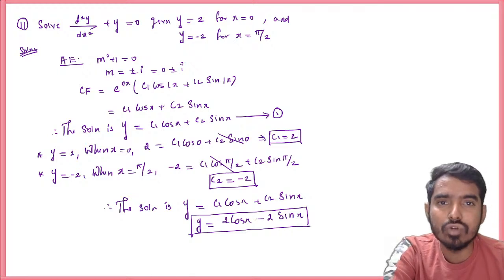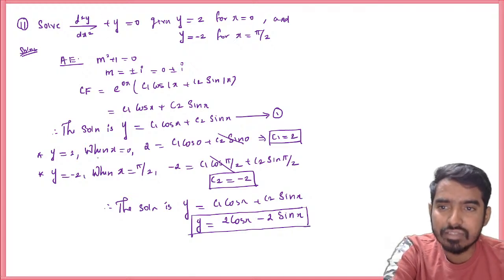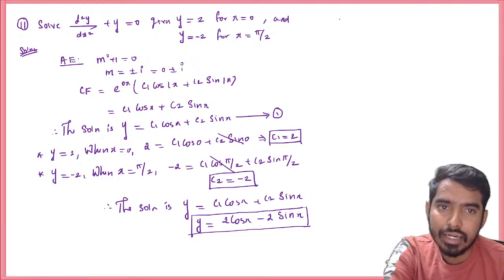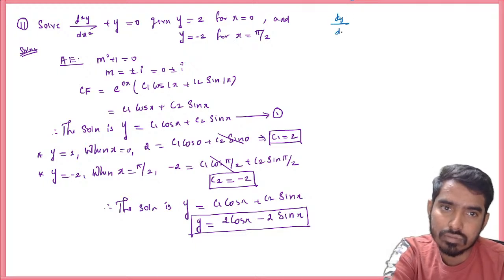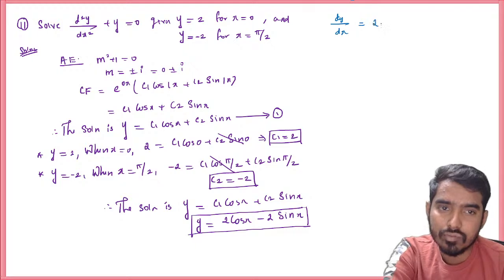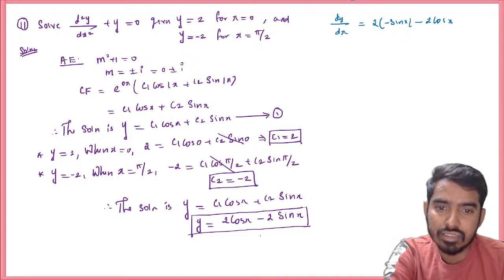This is a solution, right? Solution means it satisfies this equation, right? For example, you just see. Now what is y? y is this, right? Now what is dy by dx? Differentiate this. So 2 into minus sin x, 2 into cos x. This is dy by dx.